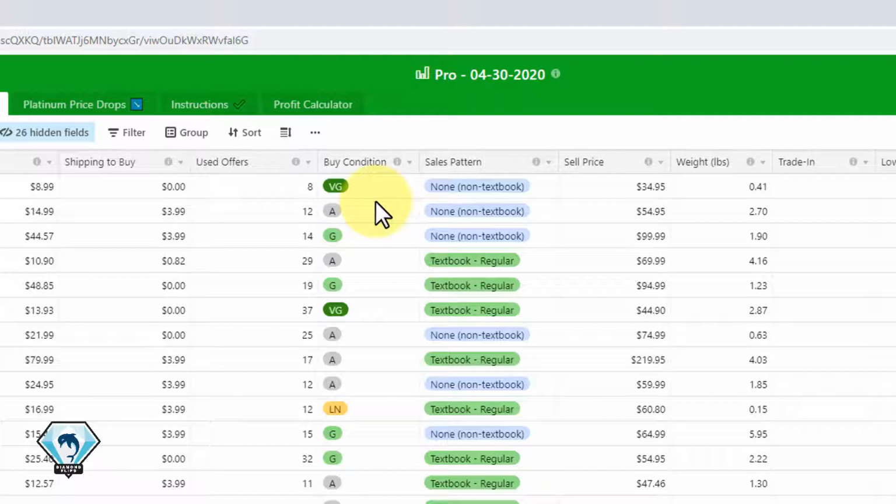However, when I'm looking at books, there are times where I will buy from somebody who's got a 77% rating. There are always exceptions to the rule, right? And when you click on their rating, you see what's going on. Maybe they got a couple customers that gave them a bad review for no reason. That happens. A variety of things. But anyway, that's why we put in the buy condition. And then the sales pattern.